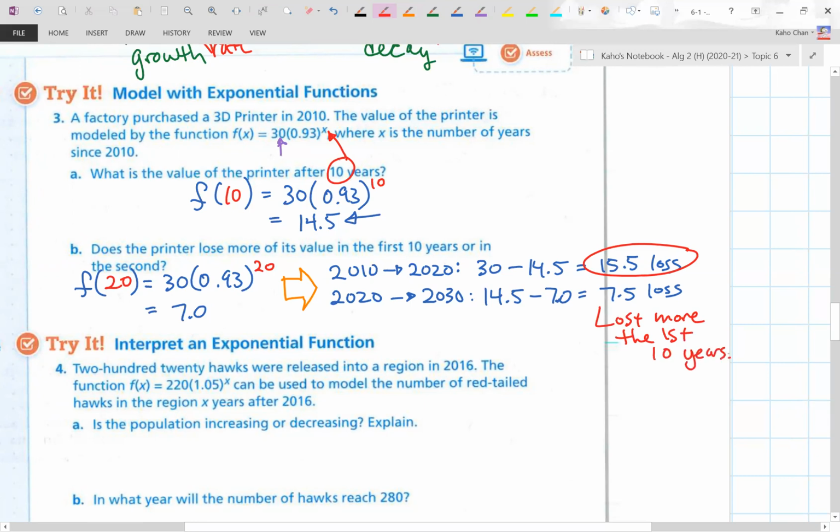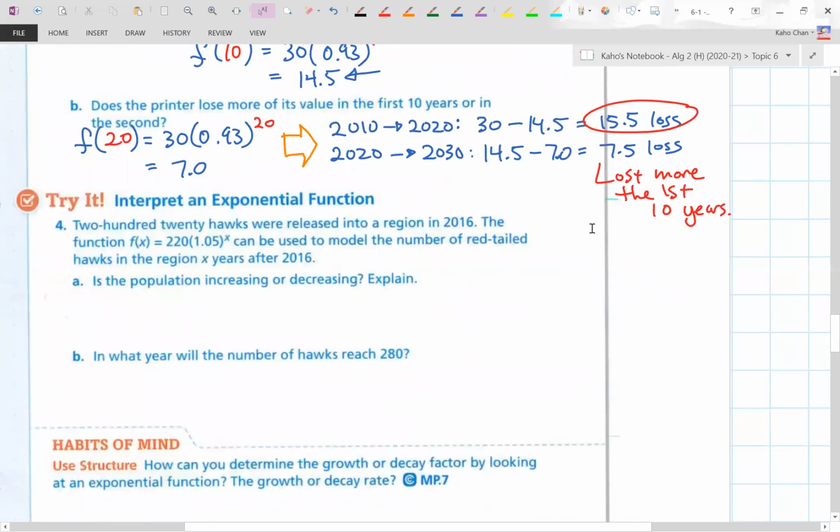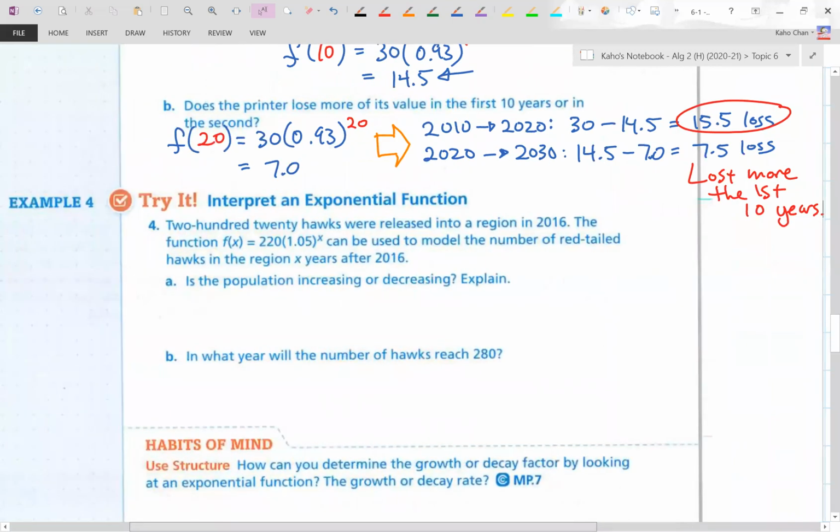Very good. Interesting. Don't let these word problems scare you. They follow the same basic formula: initial value times growth or decay, and bring it to a time or X variable kind of a thing. Oh, let's take a look at number 4.